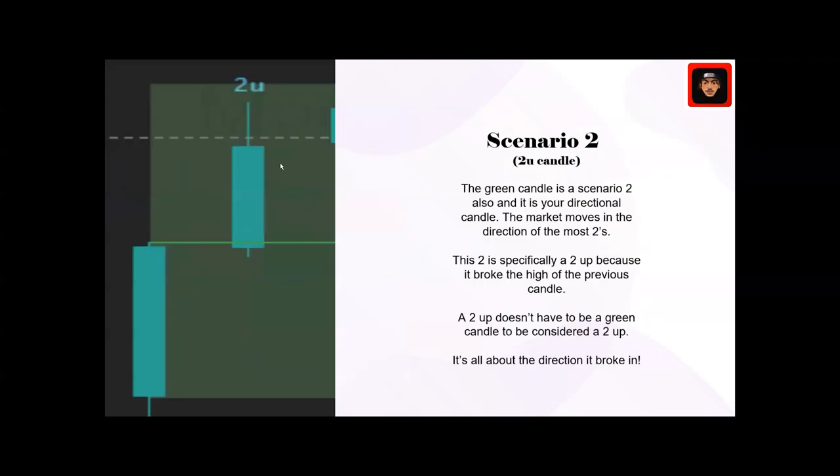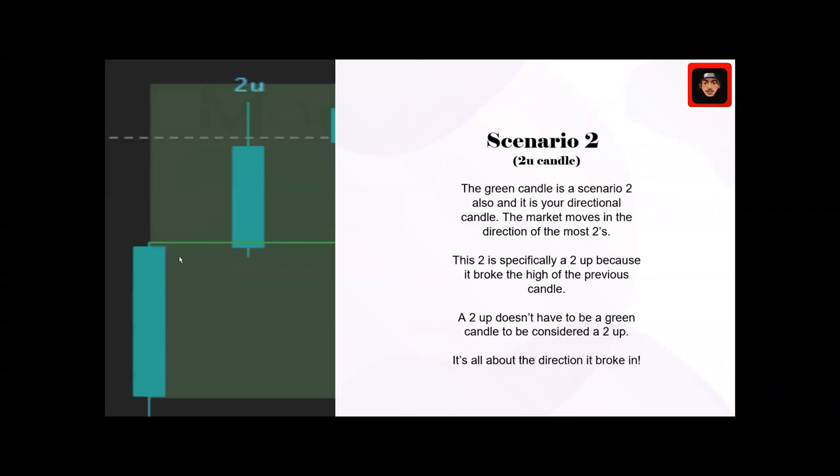So next, a two, this is a two up right here. It breaks the high of the previous candle, as you can see right here, as far as going off the previous one. This one is in force, all right, and it closed in force. It stayed above the previous candle's high. But a two up basically breaks upwards, all right? So two up is the direction it broke in. So it broke the high of a previous candle.